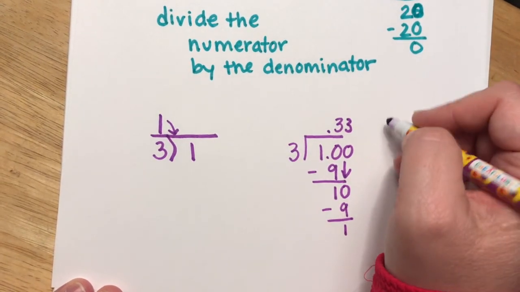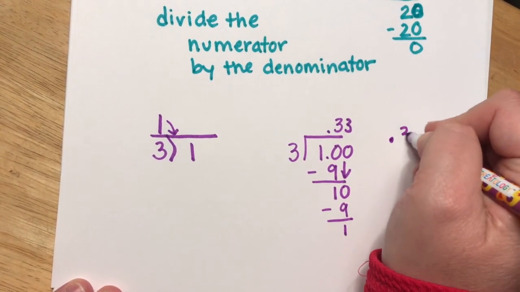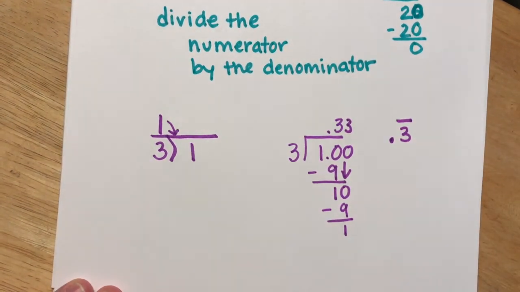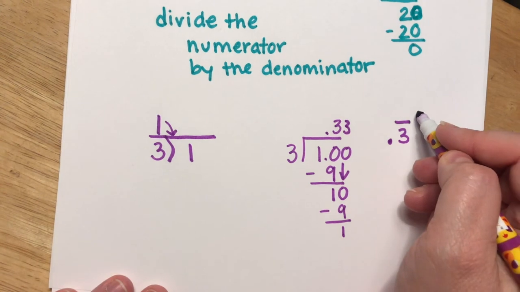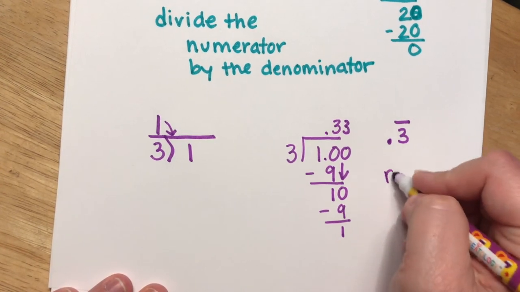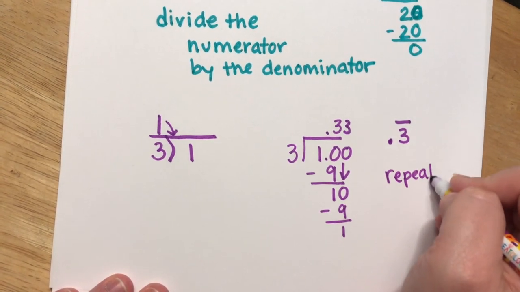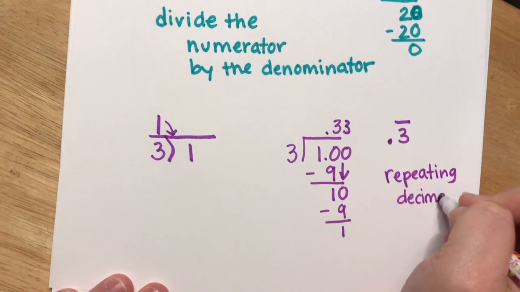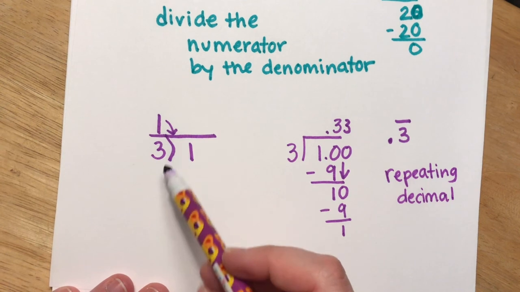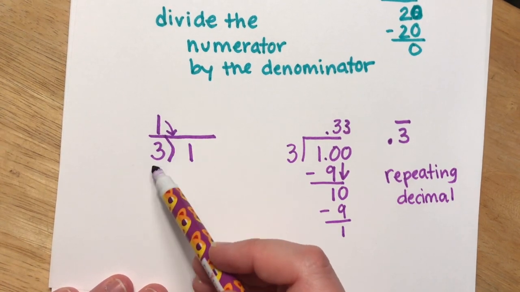So this is a repeating decimal, but how I write it is just 3 with that bar over the top to show that it's repeating. So 0.3 repeated, and this is a repeating decimal. Still a rational number because I can write it as a ratio of a numerator over a denominator.